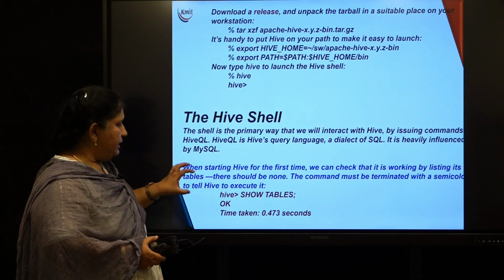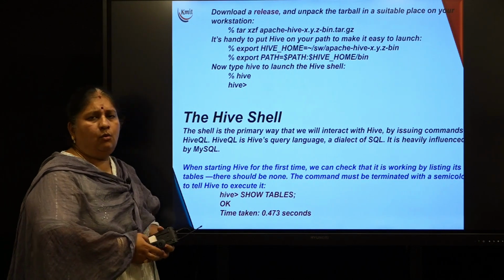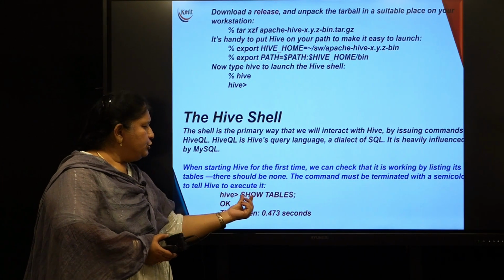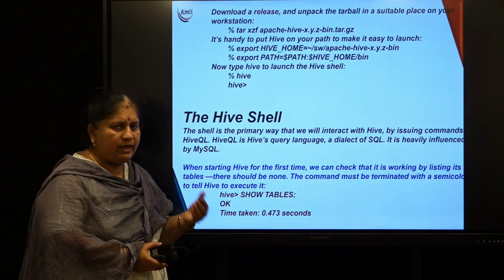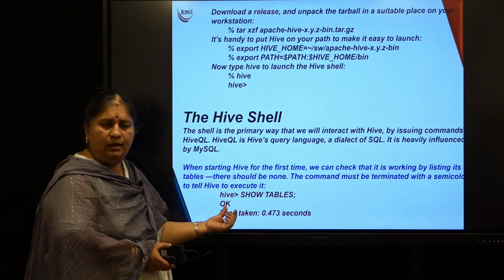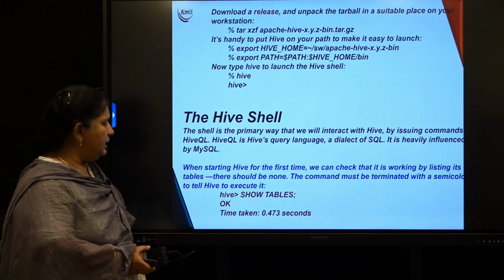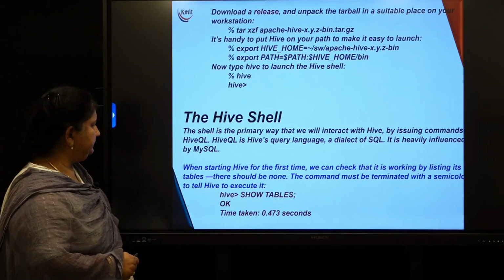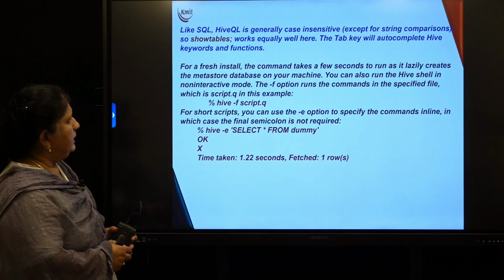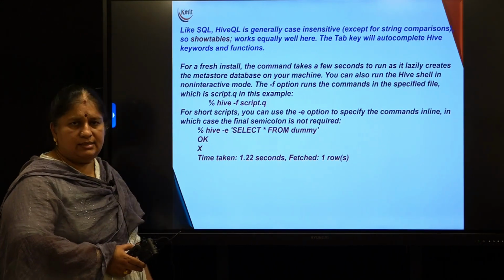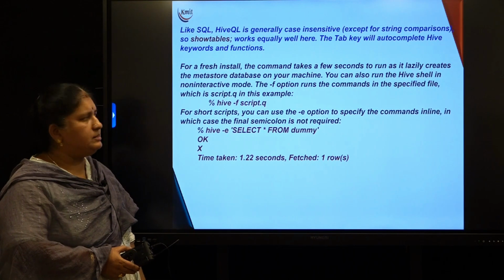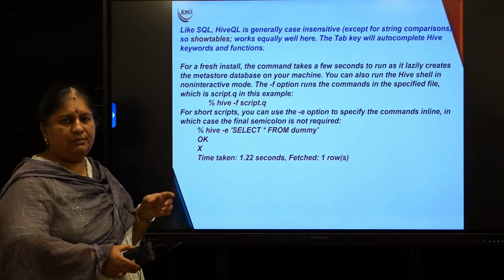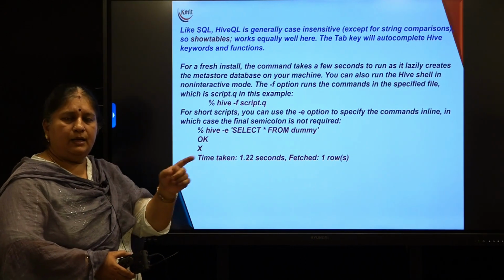Now, for example, I want to see what tables exist. Just like a SQL command, you can give "show tables" in the Hive shell. If there are no tables initially, it will just come back with OK, meaning the command was successfully executed without errors, and it will also show the time taken for executing each statement. Like SQL, Hive Query Language is generally case insensitive, so it does not distinguish between uppercase and lowercase letters, and the tab key will automatically complete Hive statements. So you type something and press tab, and the command will be completed.